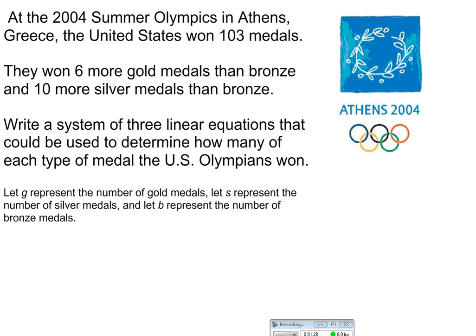So in the 2004 Summer Olympic Games in Athens, the U.S. won 103 medals. They won 6 more gold medals than bronze. They won 10 more silver medals than bronze. Write a system of 3 linear equations that could be used to determine how many of each type of medal the U.S. Olympians won. G is gold, S is silver, B is bronze. So B is bronze, so we've got the bronze medals.